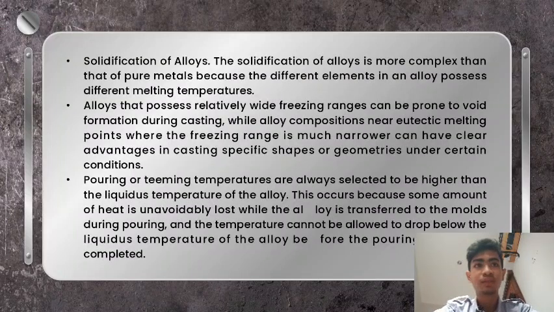Solidification of alloys. The solidification of an alloy is more complex than that of pure metals because the different elements in an alloy possess different melting temperatures. Pure metals freeze and melt at a specific temperature. The mushy zone represents the temperature range between which a two-phase solid and liquid composition is present. The temperature at which solidification begins is called the liquidus temperature, and the equilibrium temperature where solidification is complete is called the solidus temperature.